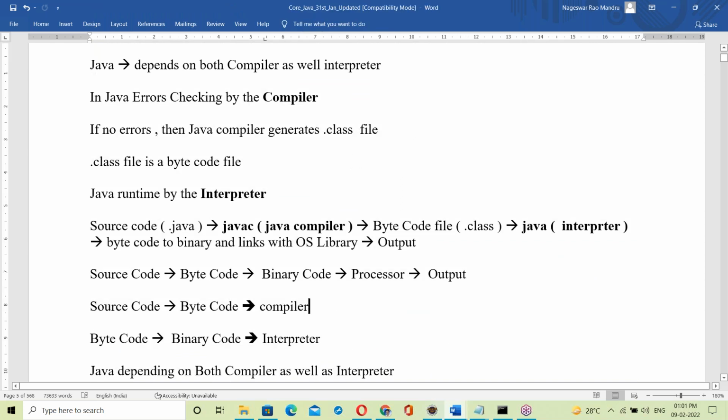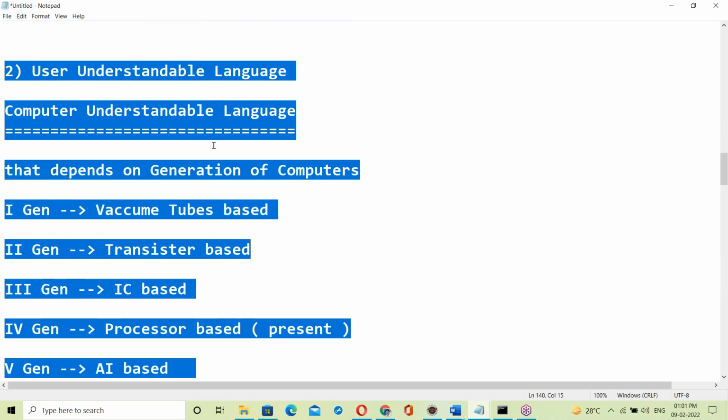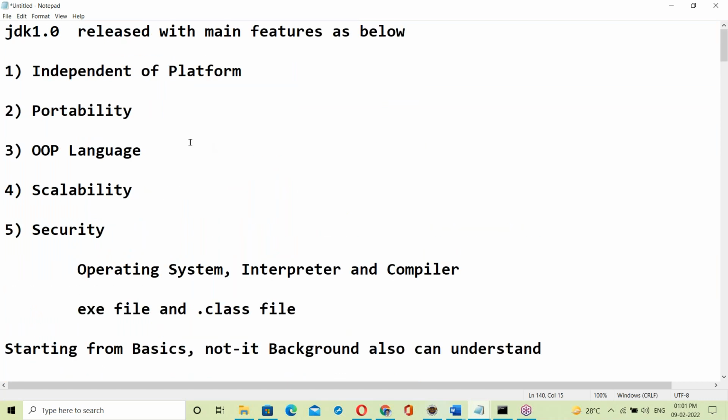These are all introductions. If you know this kind of introduction, it is easy to understand Java features like platform independence, portability, all of those things. I can explain all Java features directly, the definitions, and then go to actual Java, but that is not my way here.